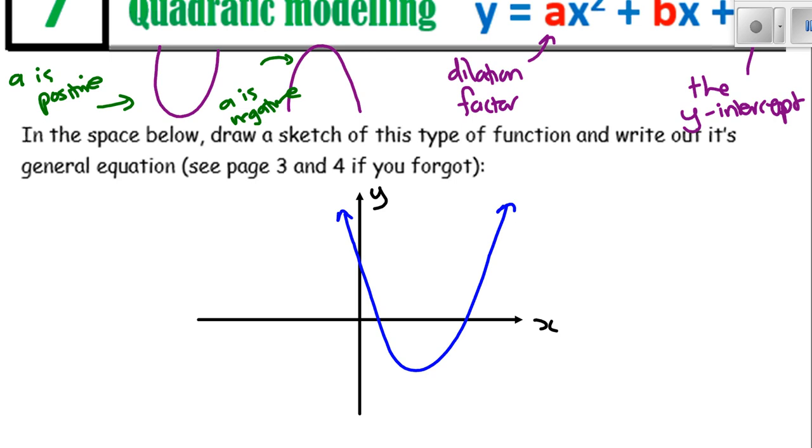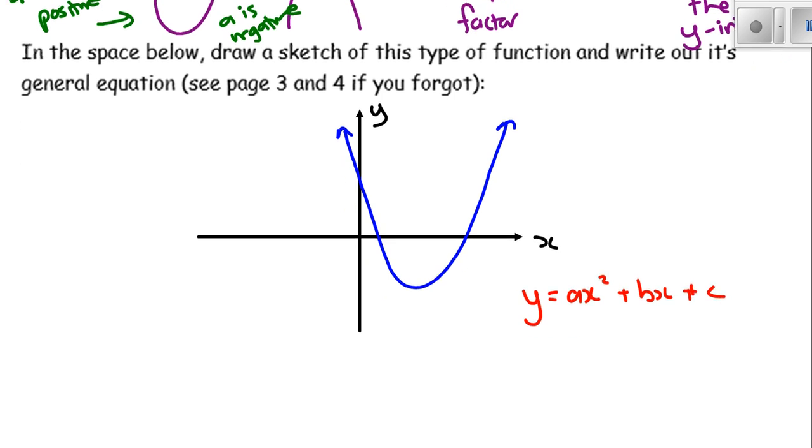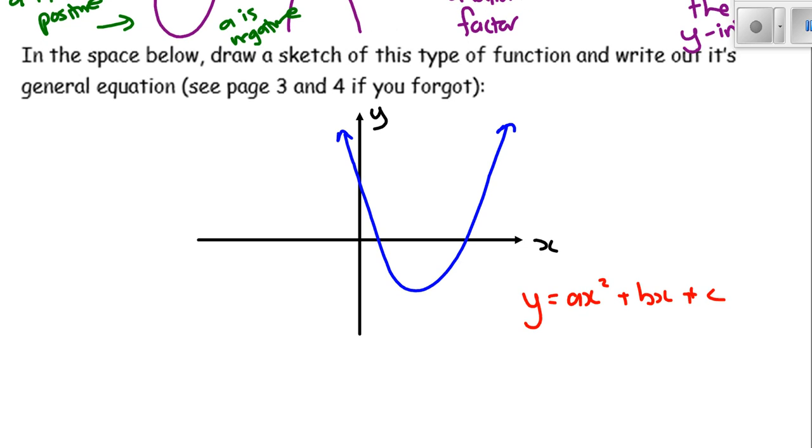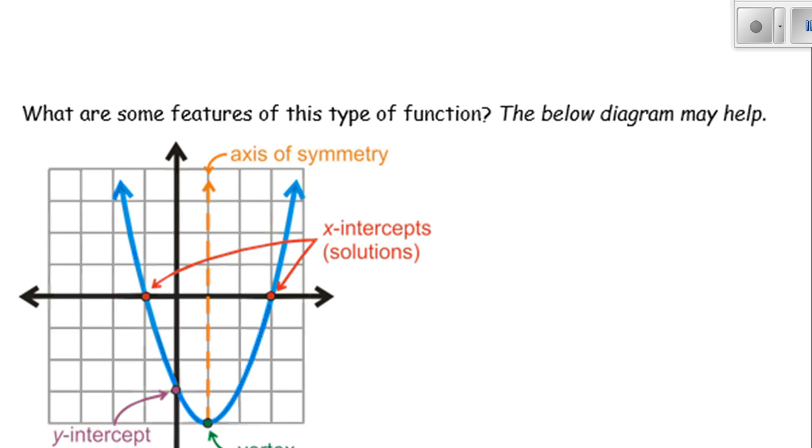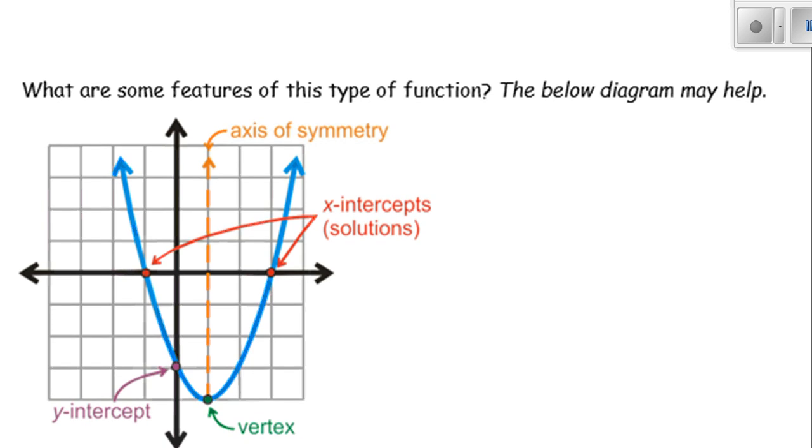Draw a sketch of this type of function, write out its general equation. So the general equation is y equals ax squared plus bx plus c. That's the general equation for a quadratic. If you want to draw an example of a second one opening downwards, feel free to do that too. So what are some features of this type of function? The below diagram might help.